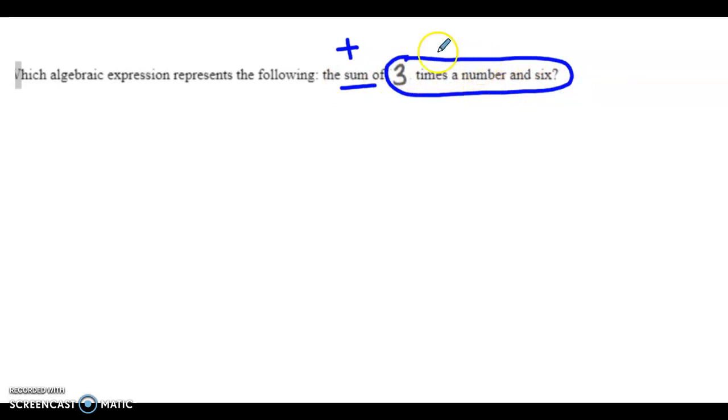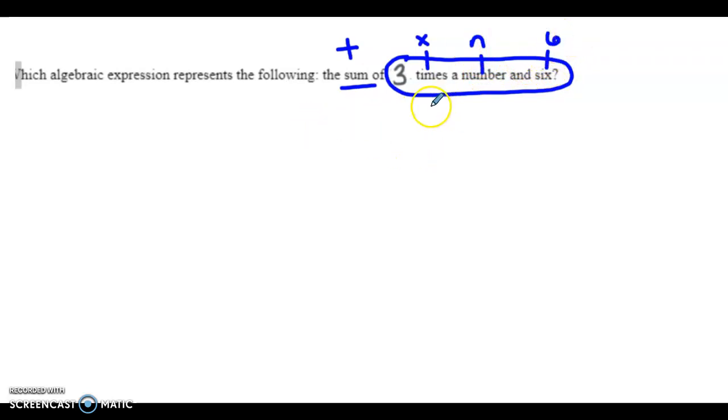All right, this one says, which algebraic expression represents the following? The sum of 3 times a number and 6. Okay, so sum means that you're going to add things together. And in this case, it tells us that we're going to add 3 times a number and 6. So that's what I'm going to be adding together. Times means multiply. A number, I'm just going to give it a letter. I'll give it letter N. And then 6 is obviously a number.